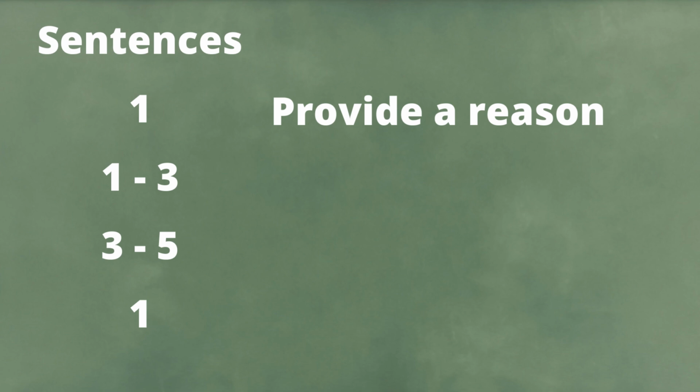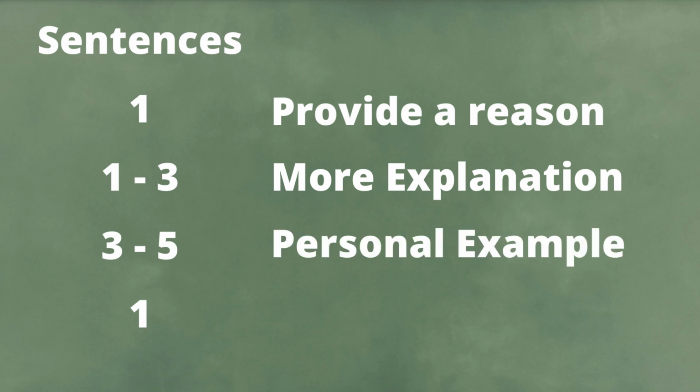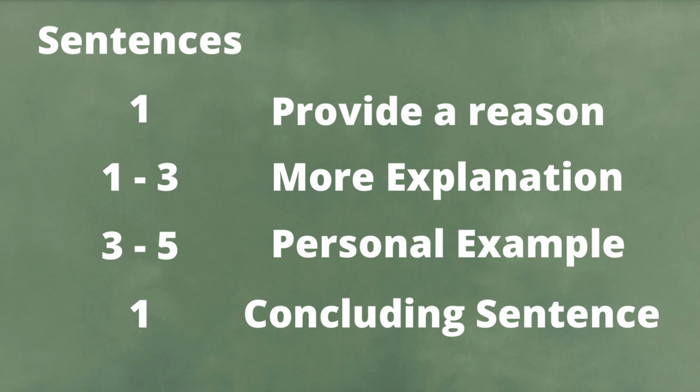So here is the general makeup of your body paragraph. 1 sentence providing the reason for your opinion, 1 to 3 sentences further explaining your reason, 3 to 5 sentences explaining your personal example that supports your reason, 1 concluding sentence that connects your personal example back to your stance on the topic. Don't forget this.